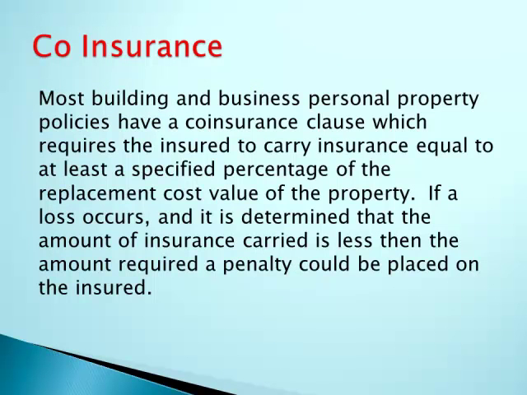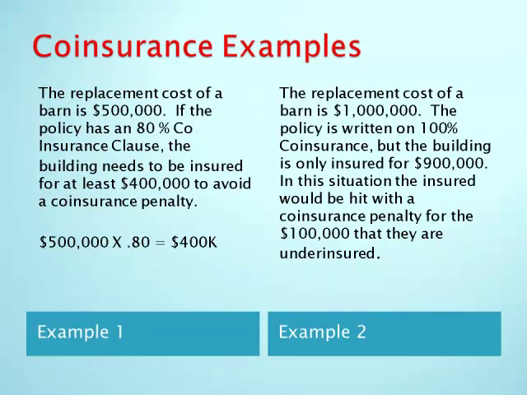Next thing we're going to talk about is coinsurance. Most building and business personal property policies have a coinsurance clause, which requires the insured to carry insurance equal to at least a specified percentage of the replacement cost value of the property. If a loss occurs and it is determined that the amount of insurance carried is less than the amount required, a penalty could be placed on the insured. This next slide will give you a couple different examples of how that actually works.